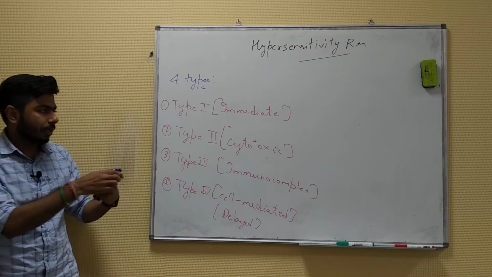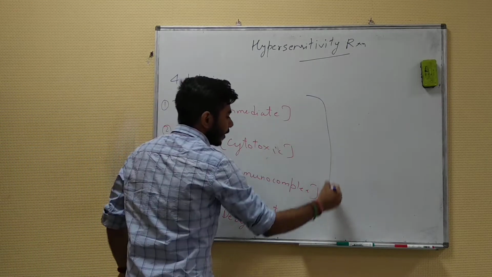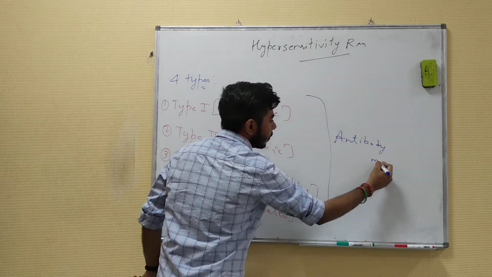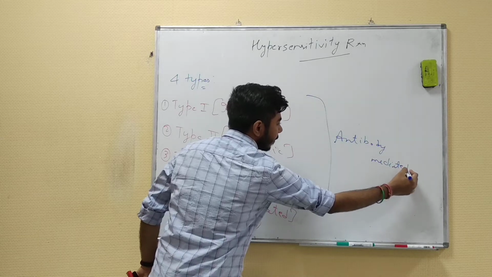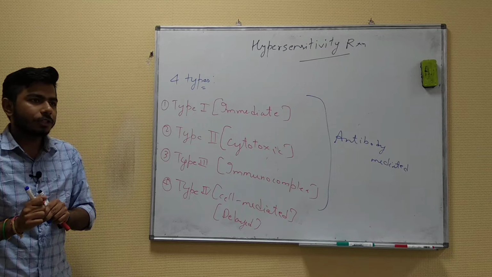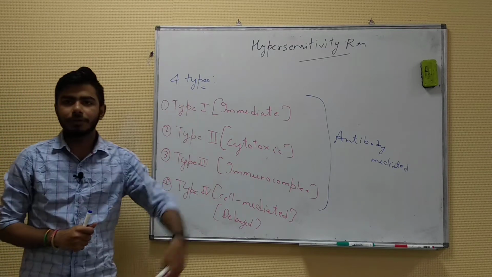Type 1, type 2 and type 3 are antibody mediated, and type 4 is cell mediated. Okay, now let's talk about type 1 hypersensitivity first of all.